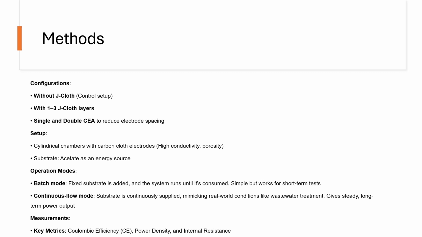Continuous flow mode: substrate is continuously supplied, mimicking real-world conditions like wastewater treatment. This mode gives steady, long-term power output. Key measurements: Coulombic efficiency, power density, and internal resistance.